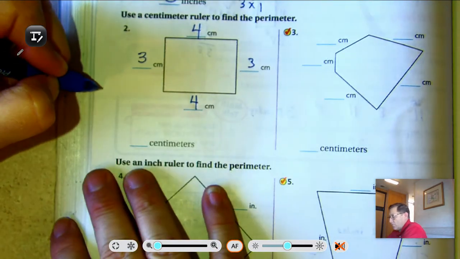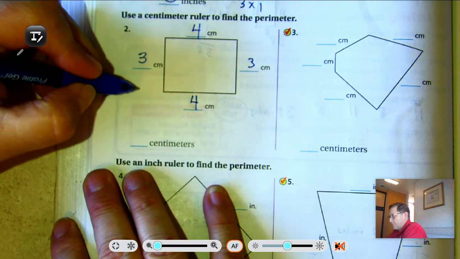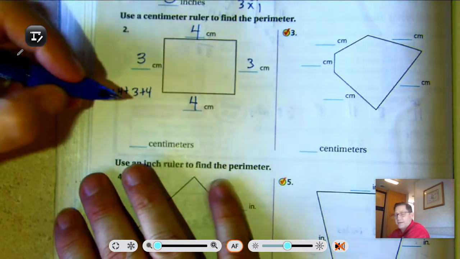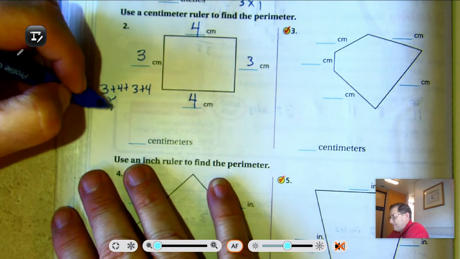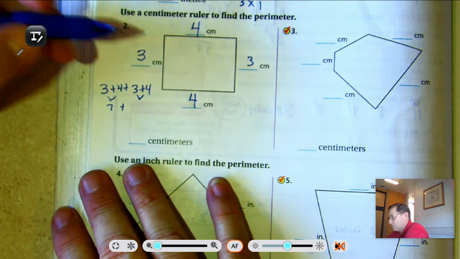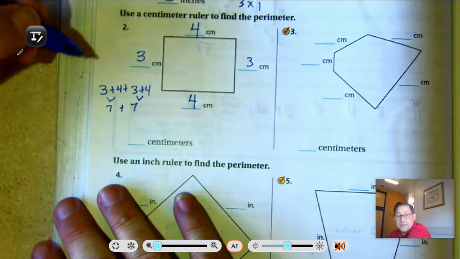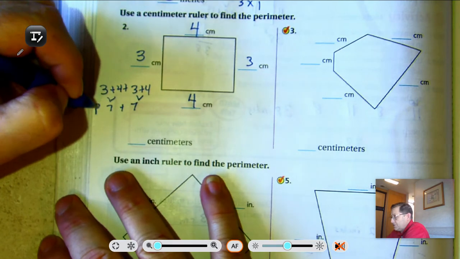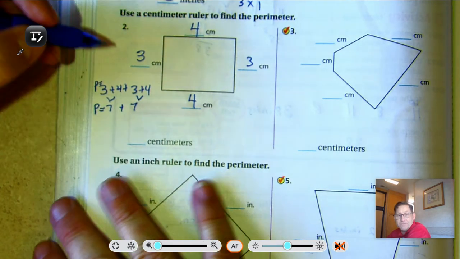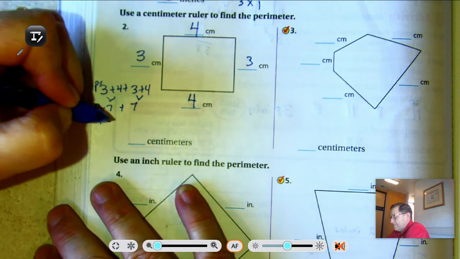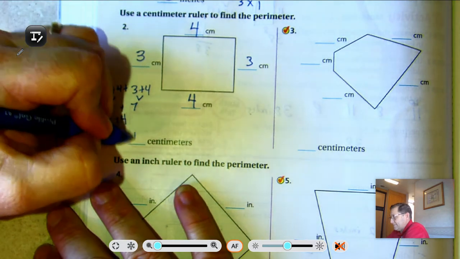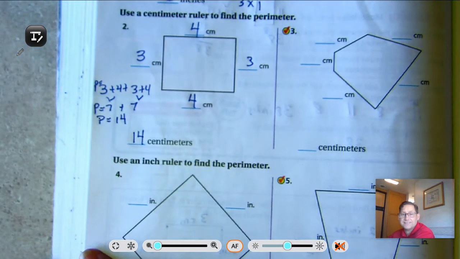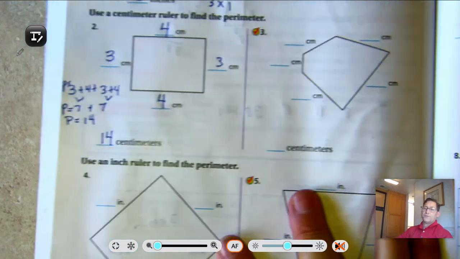So we're going to go 3 plus 4 plus 3 plus 4. So 3 plus 4 is 7. The other two sides also add up to 7. So the perimeter of this shape is 7 plus 7, and 7 plus 7 is 14. Okay, 14 centimeters.